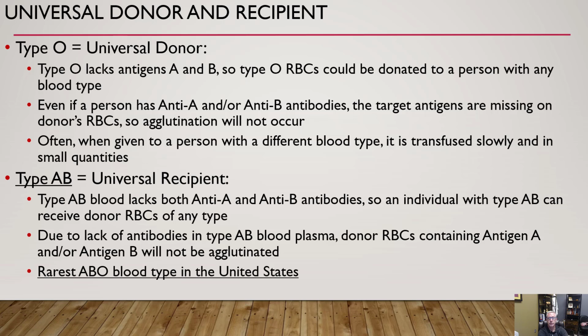Now, a universal recipient is type AB blood because they have the antigen A and the antigen B on their red blood cells, so they have no anti-A antibodies and no anti-B antibodies. So because they have no antibodies, they can be transfused any type of blood.